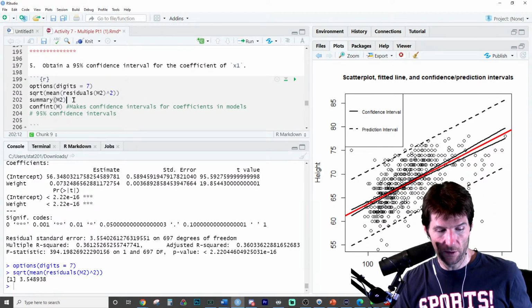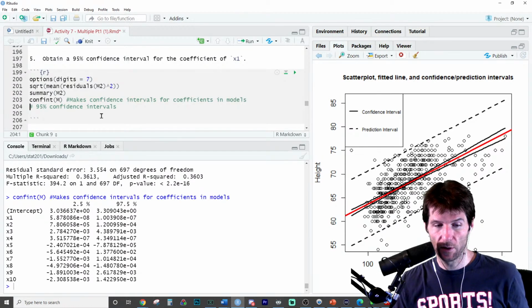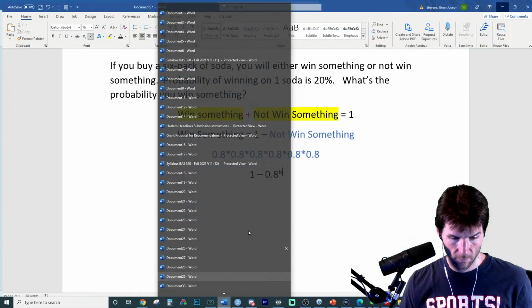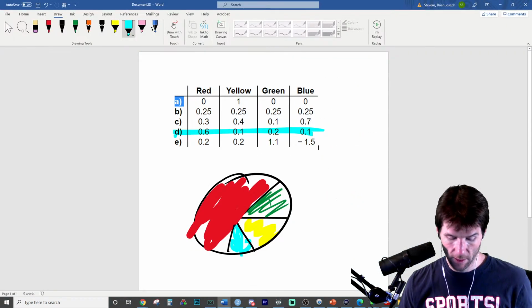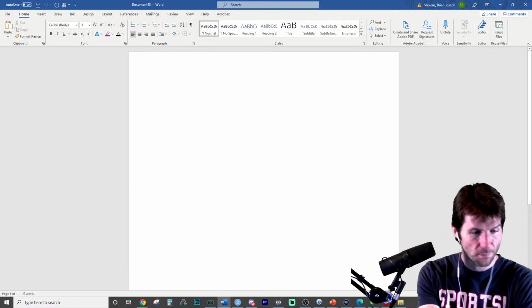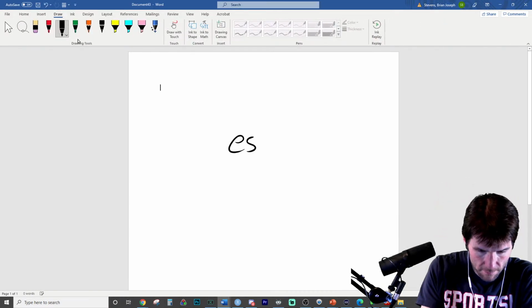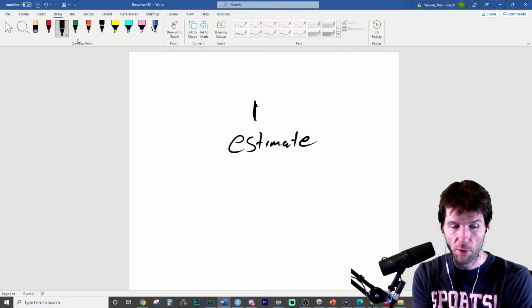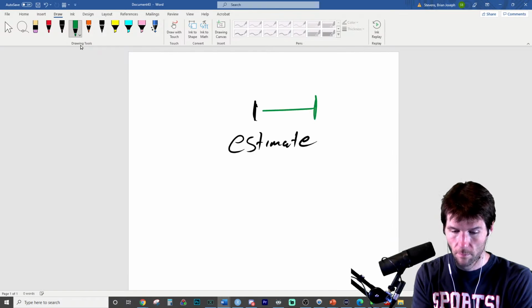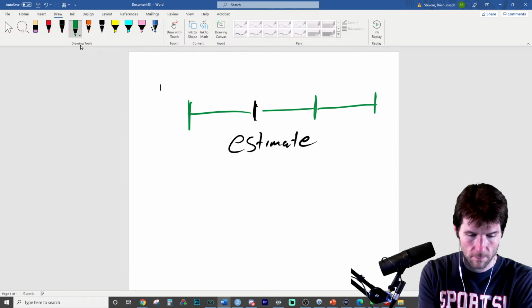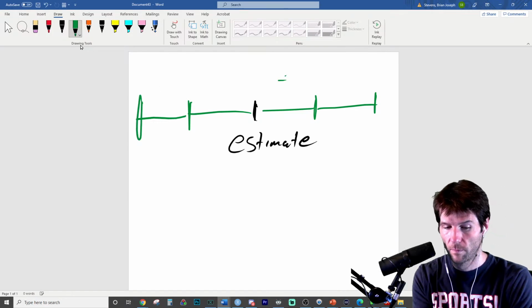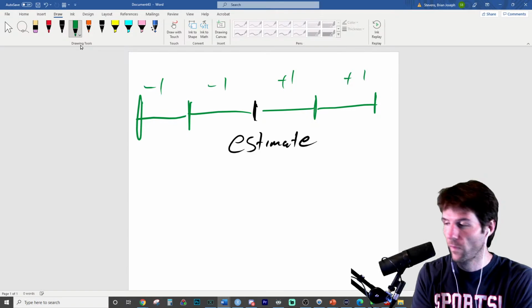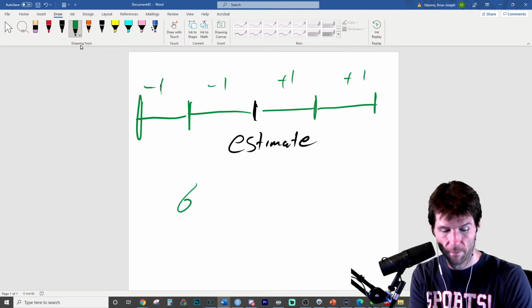So when we make confidence intervals, how do we make confidence intervals? A confidence interval looks the following way. Computer, you gonna be okay? A confidence interval is an estimate. And then you will do what? What do we do to make confidence intervals?